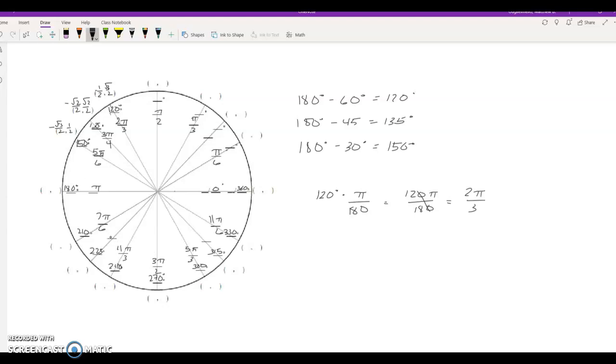And then all you have to do is fill in your 45s. This is 5 pi over 4 and 7 pi over 4. Okay. If you need to write out the conversion each time, that's not a problem. Take the time to do that until you become really comfortable with these fractions. Okay.